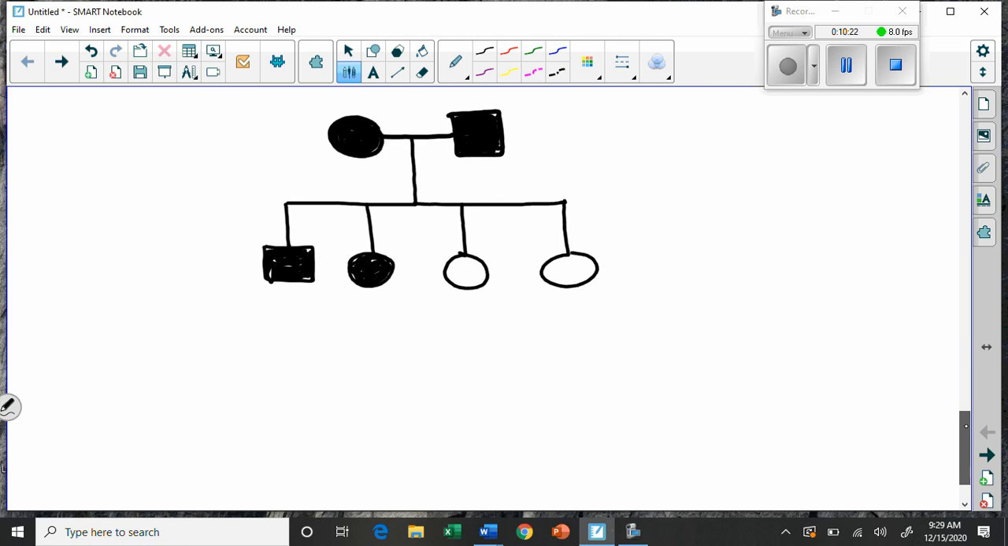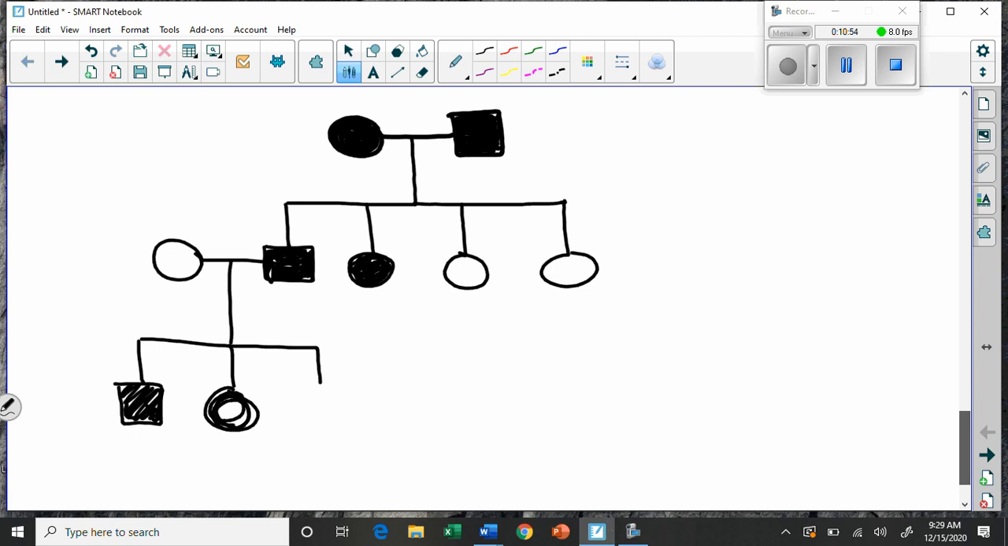Now, perhaps the female on the left side here, no, let's do the male first. The male on the left side marries or mates with a female who is normal. She does not have Huntington's disease. Then they have their own children. So we draw their children like this. And there's going to be 3 of them. And they produce a male who has the disease, a female who has the disease, and they have a child.